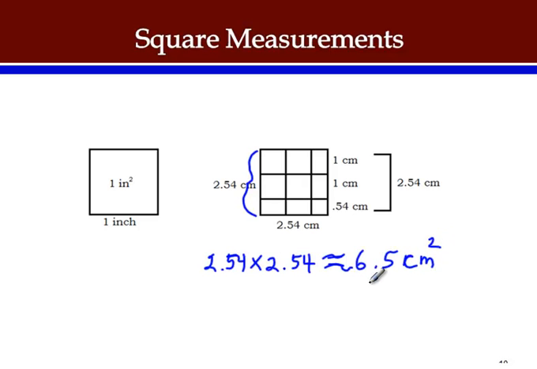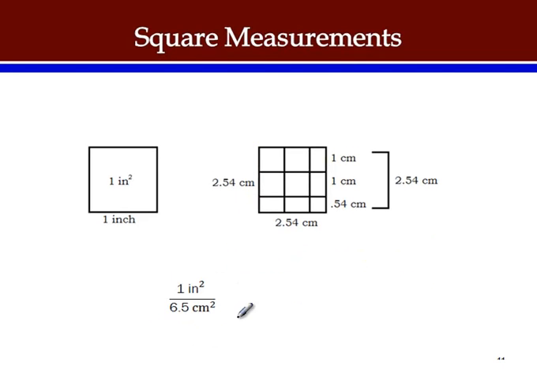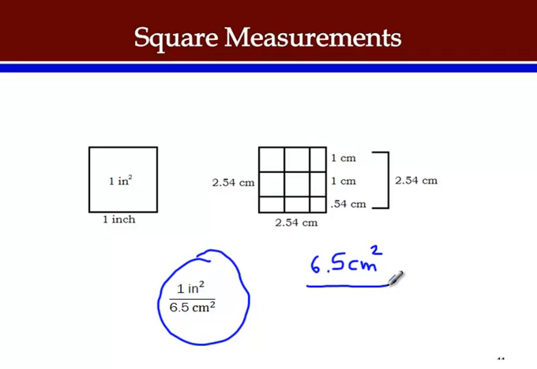It's not exact, so I'm going to use the symbol approximately equal to here, but it's approximately 6.5 square centimeters inside of a square inch, which brings us to this unit fraction, 1 square inch over 6.5 square centimeters. And of course, with all unit fractions, depending on the conversion you're trying to make, you can write this as the other unit fraction with the square centimeters on top and the square inch on bottom.